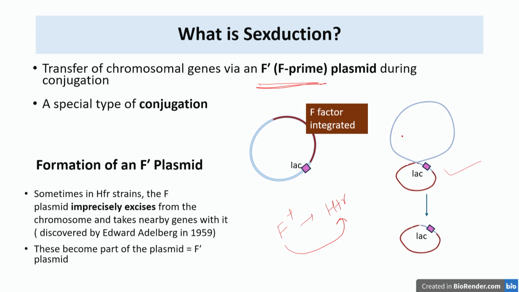But sometimes, because of the imprecise excision, some of the bacterial genes, like in this example lac, come along with the F factor. So now the F factor is not only having its own genes, which it definitely has, but it also has some genes that are part of the bacterial genome. And that is why we are not calling it F plus, because F plus has a specific meaning. We are calling it F prime, right? So this is the F prime for the sexduction.